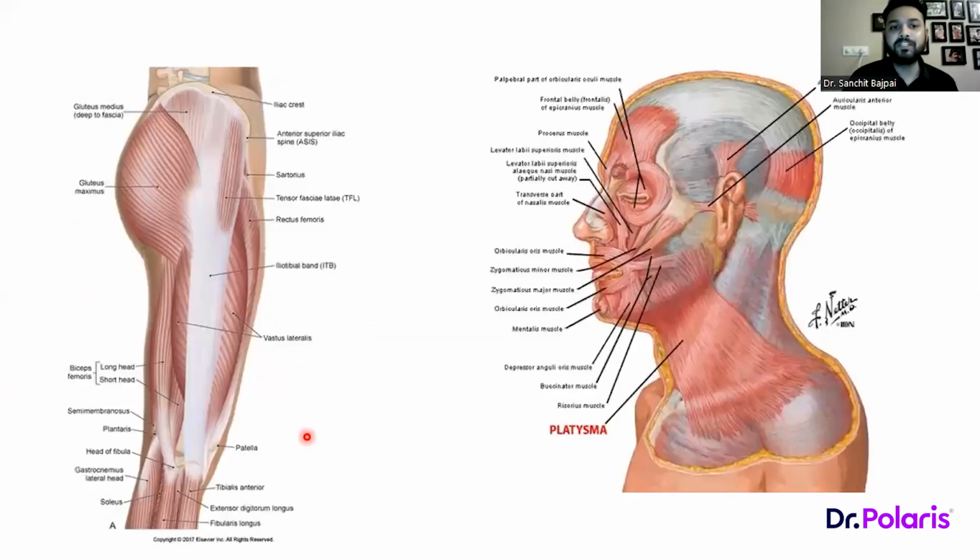Now let me show you some pictures. This I've already shown you. A band that is present between the ilium and the tibia, that is called an iliotibial tract or an IT band, which is the thickest part of deep fascia. See this particular thing, right?